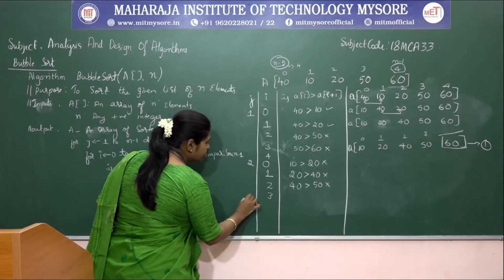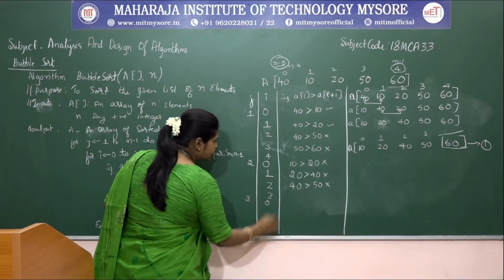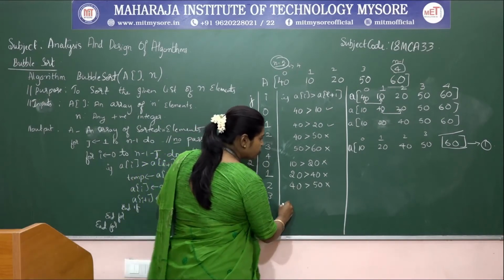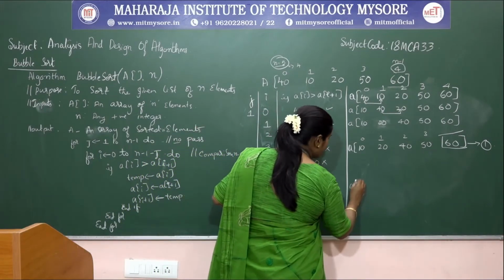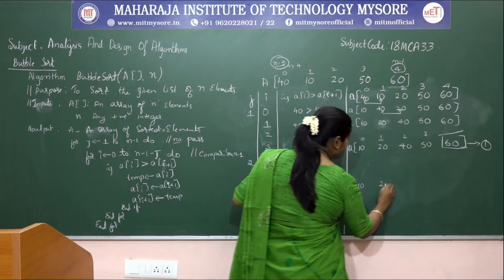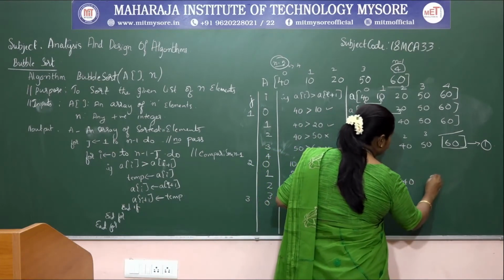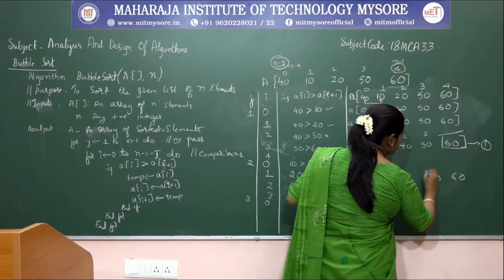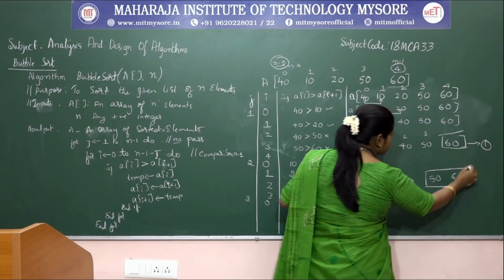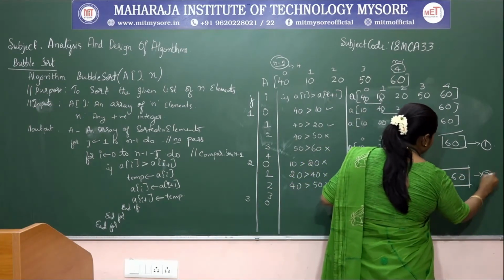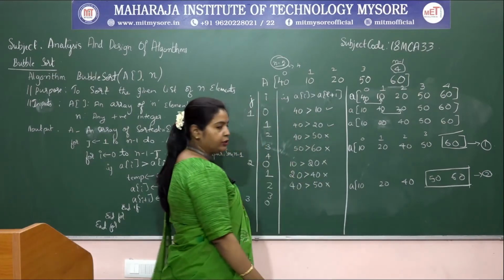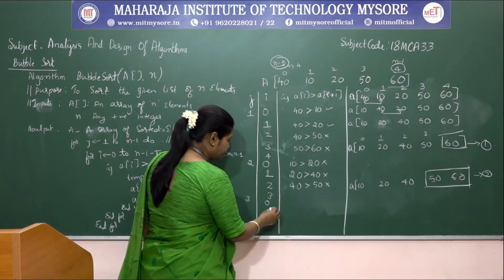So, j gets incremented to 3. Now it will start with 0. After this pass, the array is 10, 20, 40, 50, 60. I mean to say, in the second pass 2 elements got sorted.